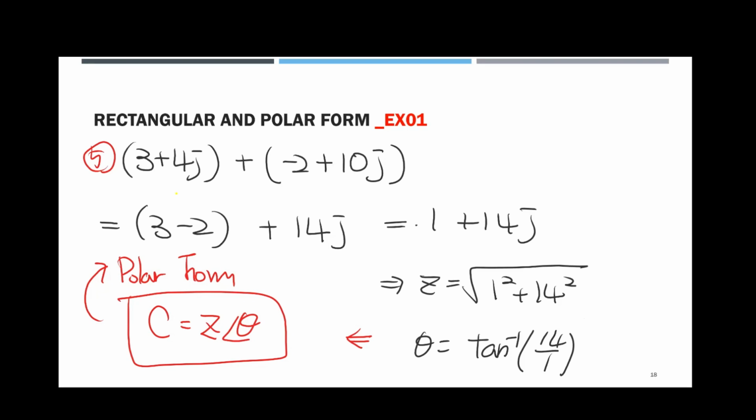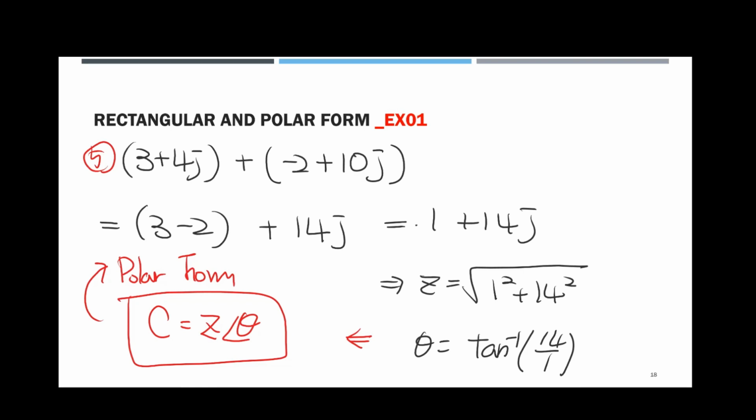So now, maybe one more time again, only one student in here is missing, who did not follow the lecture. J indicates the imaginary part. So that 14 is not real part, it is imaginary part, so it cannot be summed. Some students say 1 plus 14 is 15. No, 1 plus 14j. That is the final answer.